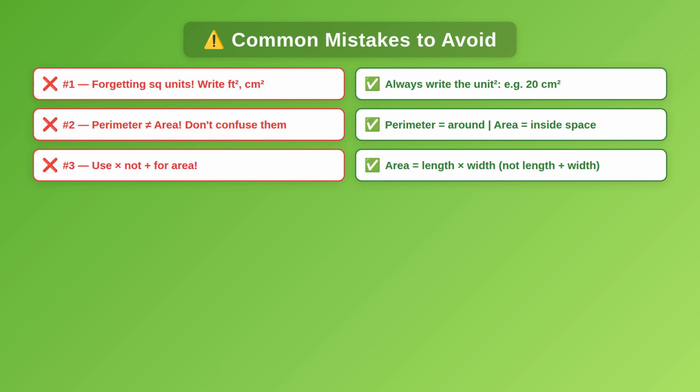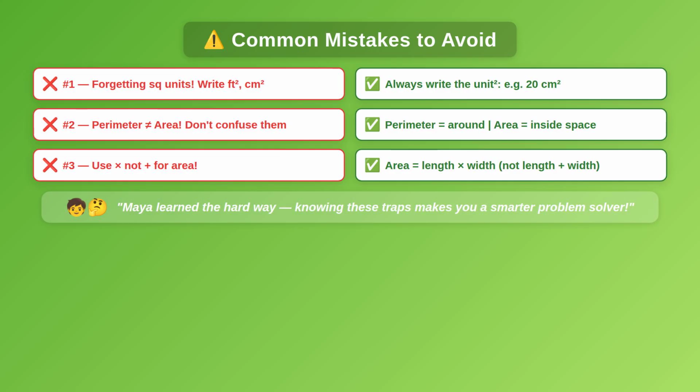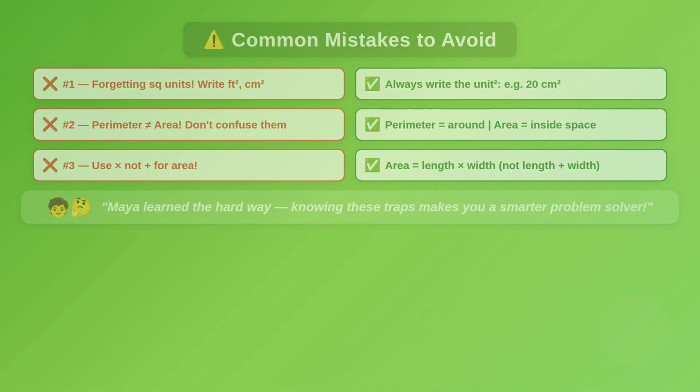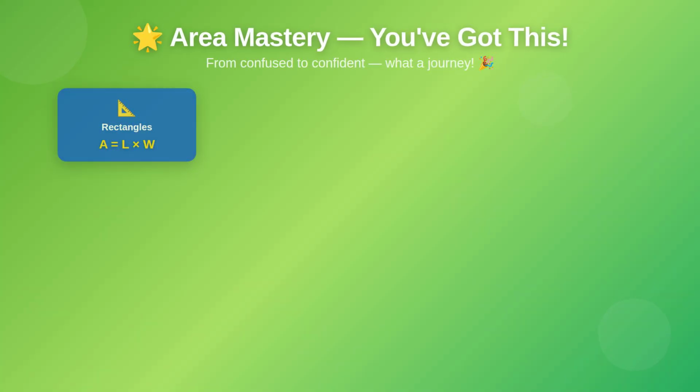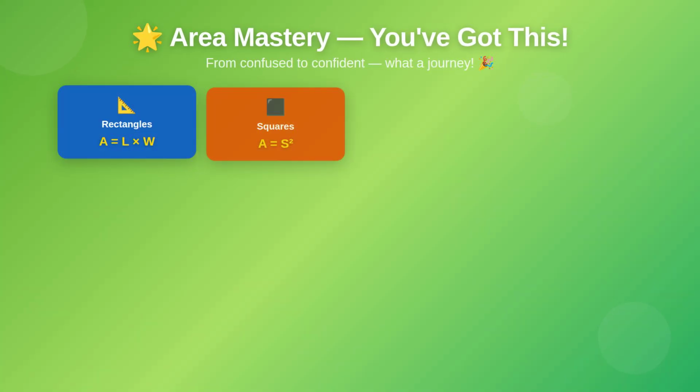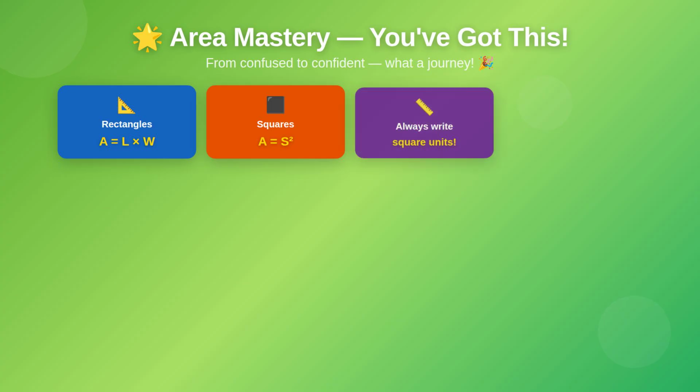Before we wrap up, let's look at the sneaky mistakes that trip students up. Number 1, forgetting to write the square unit after your answer. Number 2, mixing up perimeter and area. Perimeter is the distance around a shape. Area is the space inside. Number 3, using addition instead of multiplication. Area is always length times width, not length plus width. Maya made the perimeter mistake once on a quiz. Never again. Knowing these traps makes you a smarter problem solver.